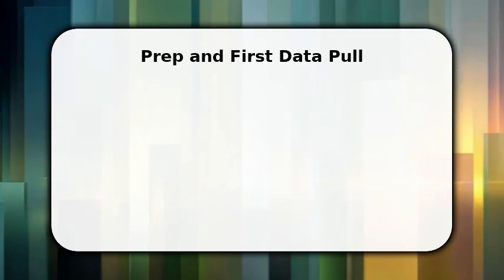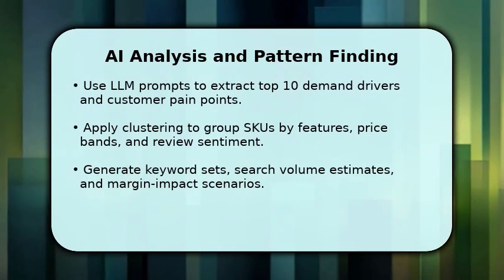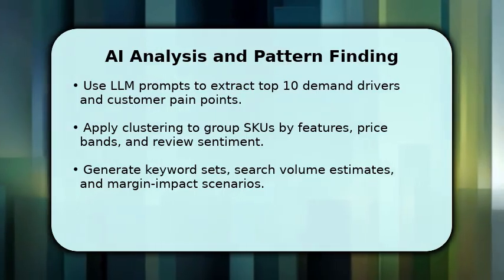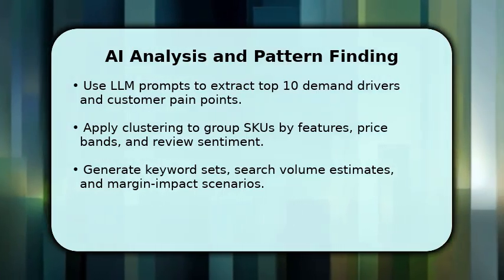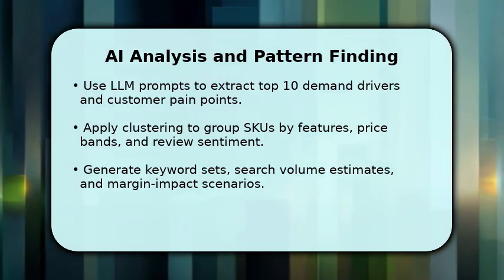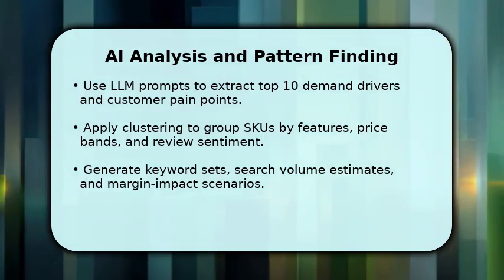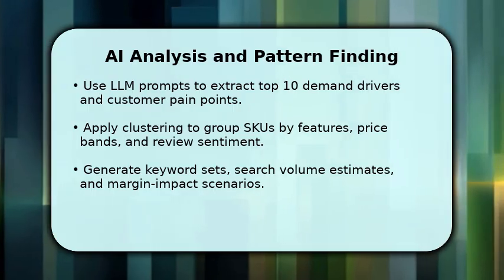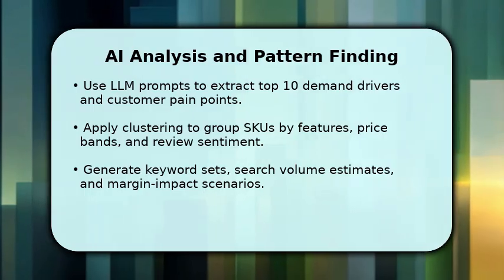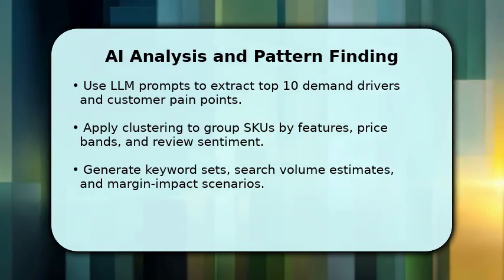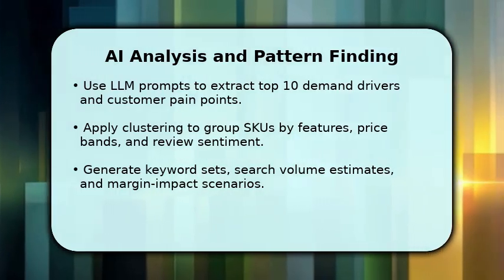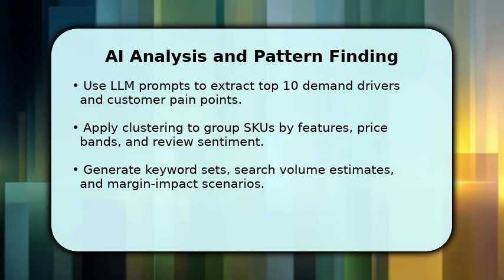Now you feed that dataset to an AI workflow. Prompt an LLM to summarize demand drivers and recurring customer complaints, then run clustering to find feature and price clusters. Once done, ask the model to produce keyword sets with relative search interest and simulate margin impact scenarios for different price points. You validate results against high-level metrics like review velocity and category rank trends. This layered approach reveals product gaps and the exact features buyers value most, so you know where to compete.